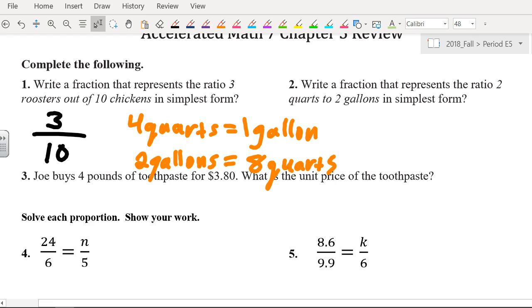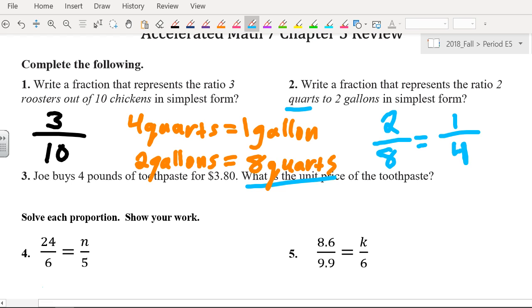Write a fraction that represents. Okay, who wants to try this? Okay, I'll do it. Alright, so we're doing 2 quarts to now 8 quarts. 2 over 8. 1 over 5. Right, but we need to reduce.